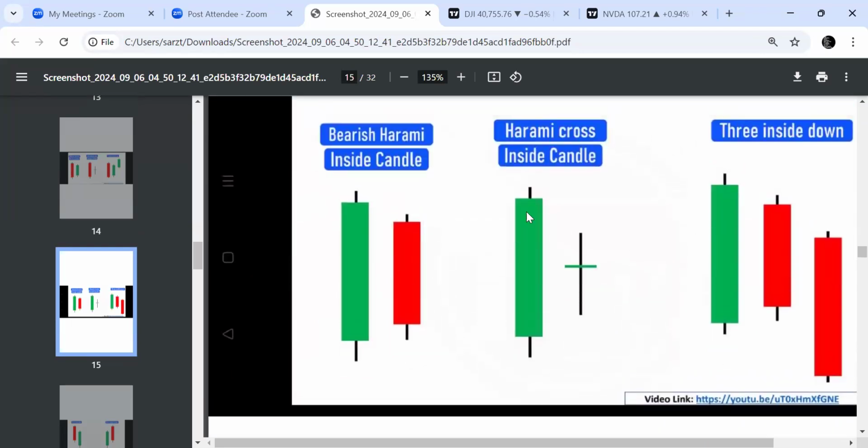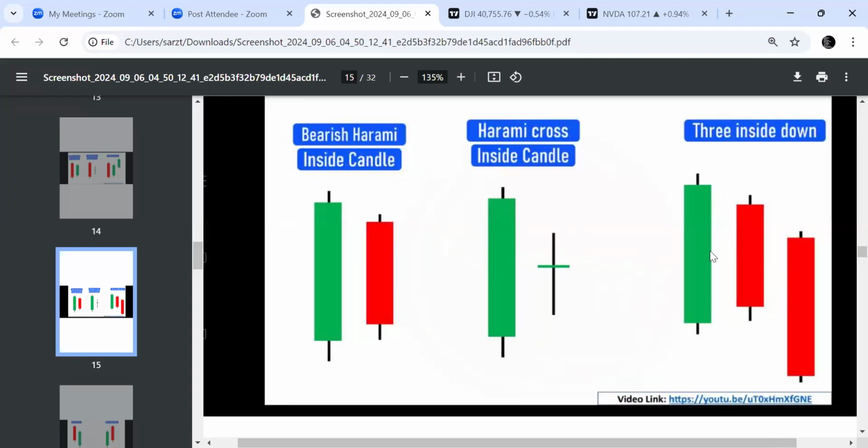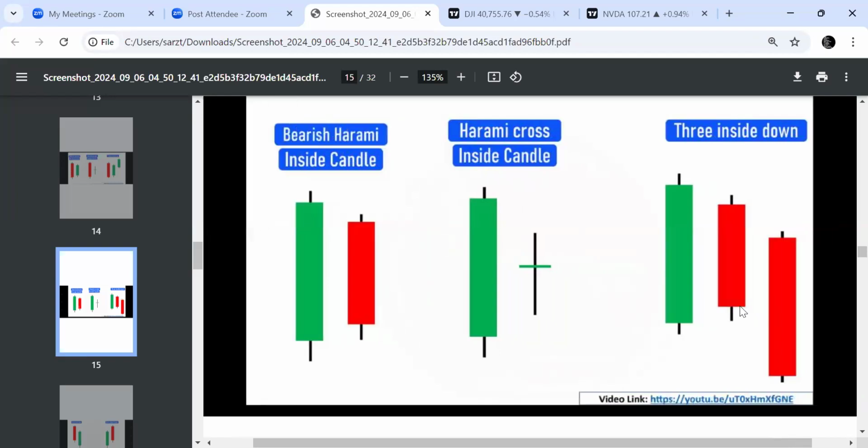In a bearish harami candle, instead of the Marubozu candle, if a doji candle forms, the color plays no role. It can be of any color. If a doji candle forms, we call it a harami cross. And if further confirmation happens to this bearish harami candle, meaning the close should be below the previous close, that is the further confirmation. If further confirmation happens, we call it three inside down.